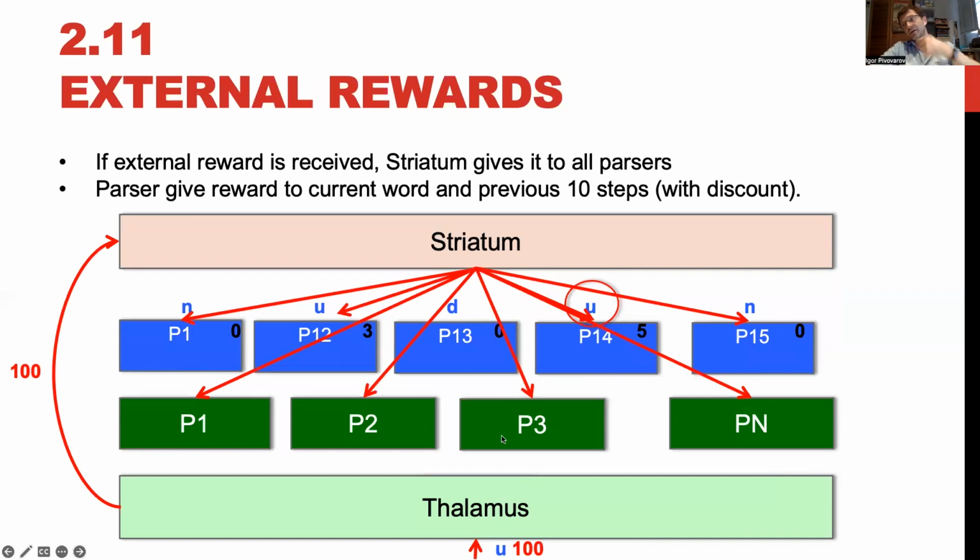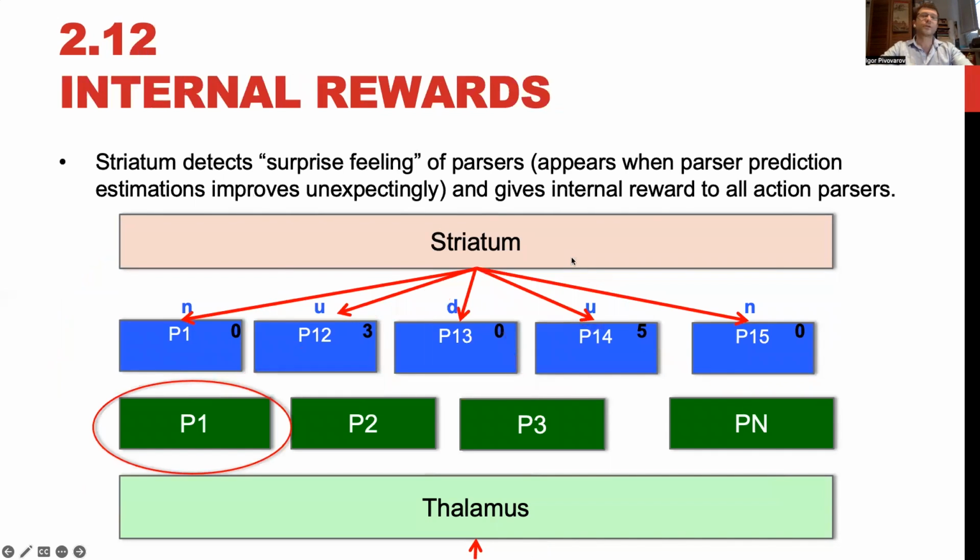So MARTI receives two types of rewards. One is the external reward, which is normal for every reinforcement learning environment. It is received when you win the game or lose the game or do something right, and this reward is given by Stratum to all the parsers. Another type of reward is called internal reward. It is based on the surprise feeling.